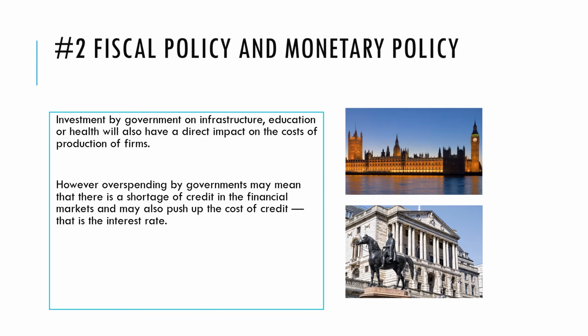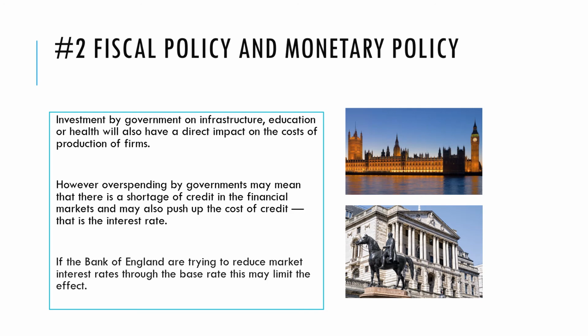So because the government is borrowing so much to do its expansionary fiscal policy, an effect of that is that the interest rates banks charge businesses to borrow money are also rising. Now, if the Bank of England are trying to reduce market interest rates to have an expansionary monetary policy, they might find this difficult if interest rates are actually going up because the government are crowding out the private sector.